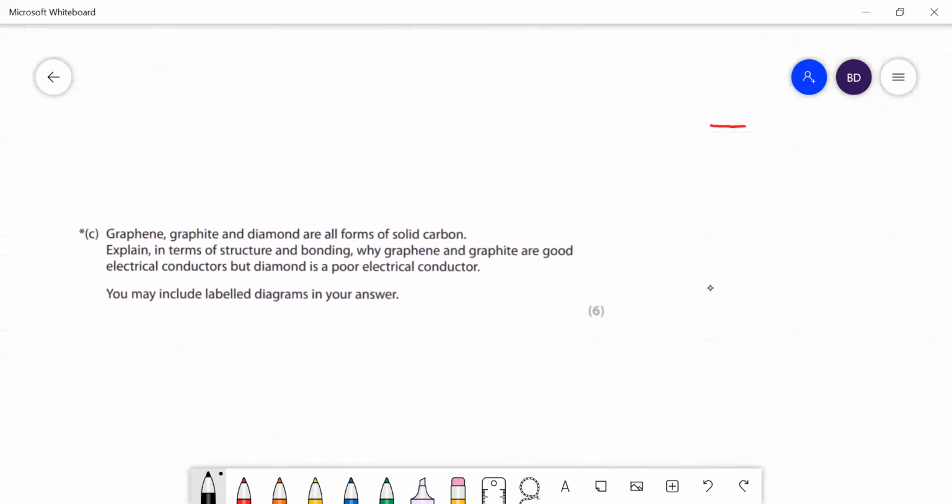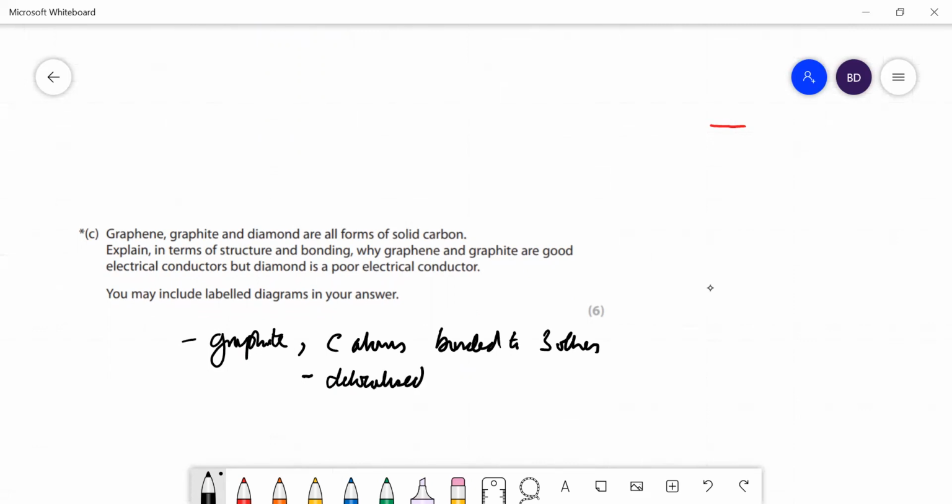Graphite. What you need to say is that in graphite, carbon atoms are bonded to 3 others. Same with graphene. So there's a free, delocalized electron, which can move under a voltage, and that's why they carry a current. Whereas if you look at diamond, carbon atoms are all forming 4 bonds. So all of the electrons are involved in bonding, so there are no delocalized electrons, so it can't conduct. I'm not going to try and draw a diagram of graphite, I don't think.